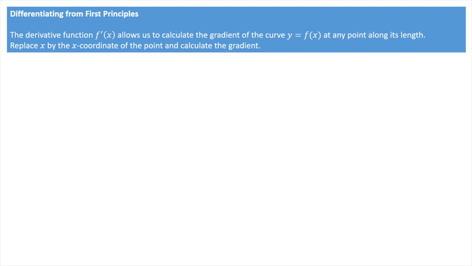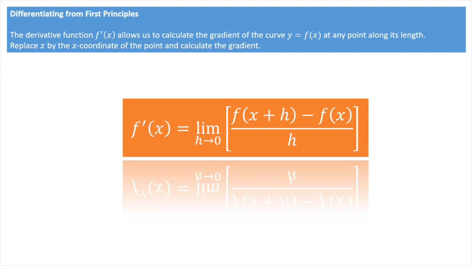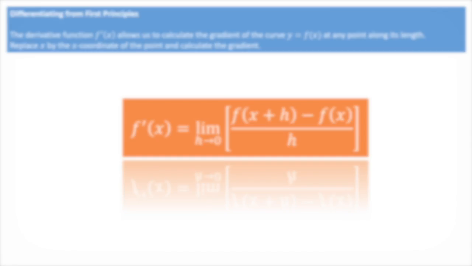But how do we actually find the derivative function? Well, remember, the definition of the derivative is the following. f'(x) equals the limit as h tends towards 0 of (f(x + h) - f(x)) over h. So, in this video, we're going to work through a couple of examples which show how to actually use this formula to find the derivative of a function.